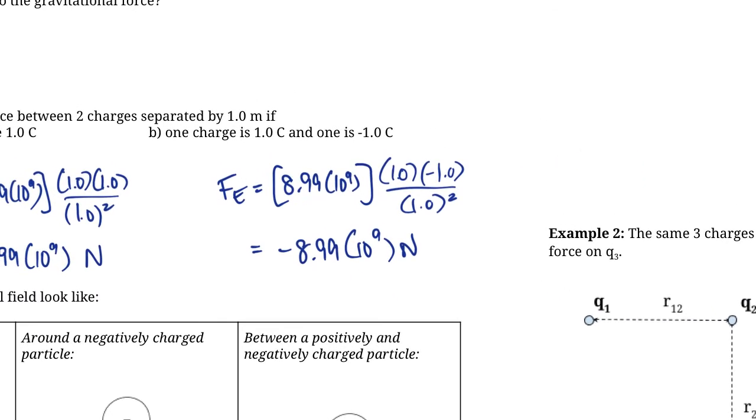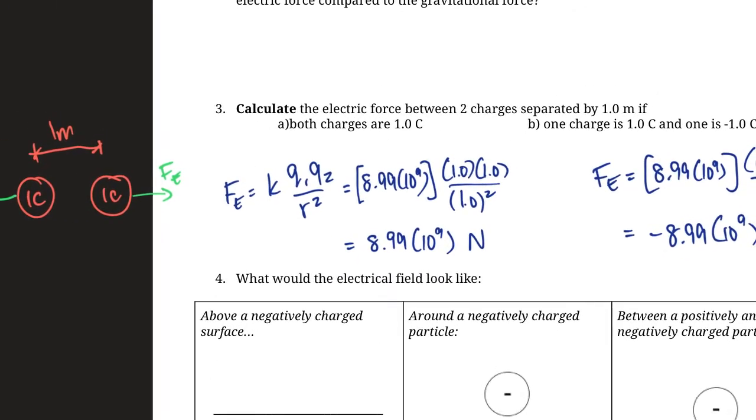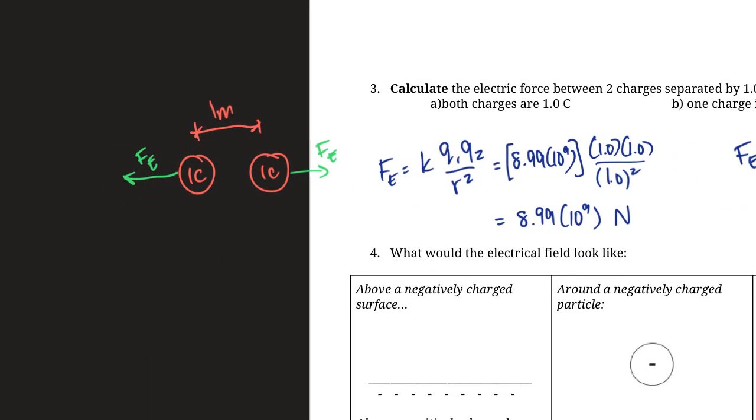So when the force ends up being negative, this is the other case where we have a 1 coulomb charge and a negative 1 coulomb charge. They're going to want to be attracted to each other, right? And the way that shows up in the math is when the force is negative. So a negative force for the force of electricity means that the force is attractive, it's towards each other, and a positive force means they repel.